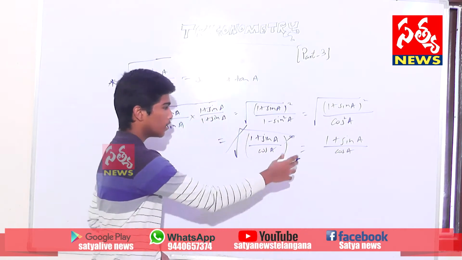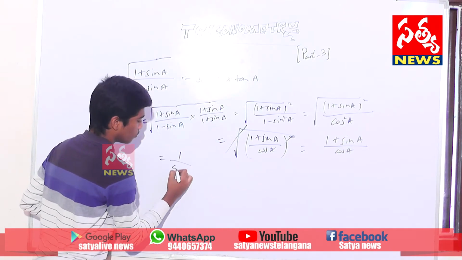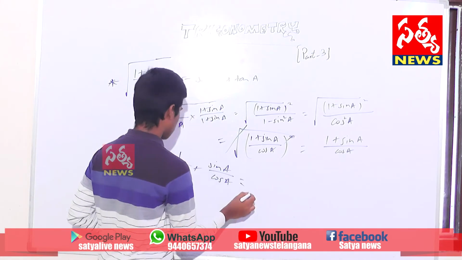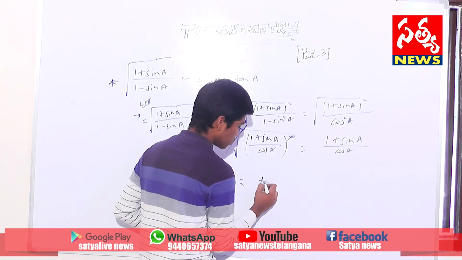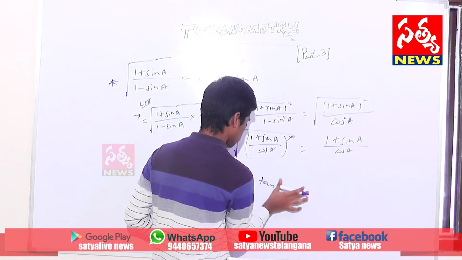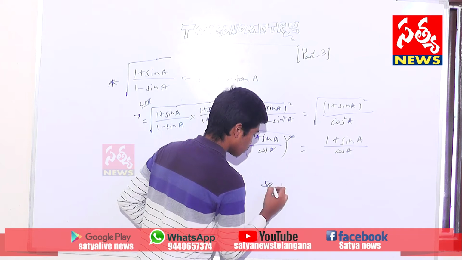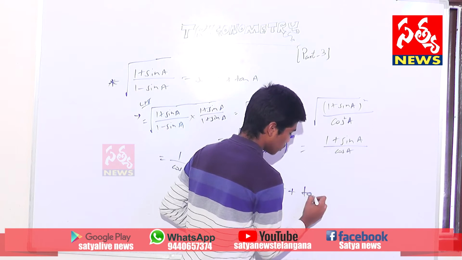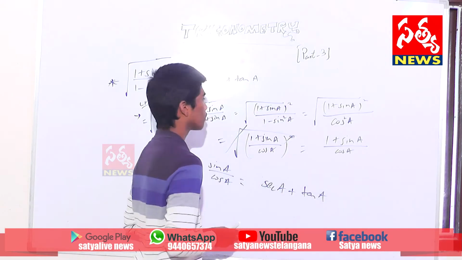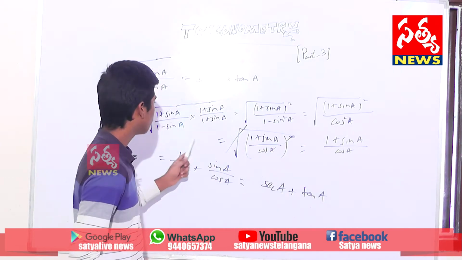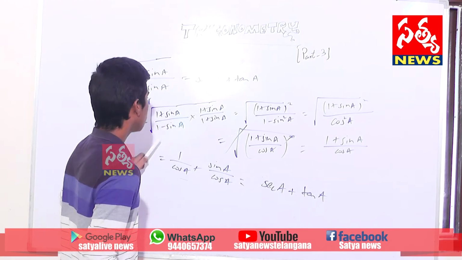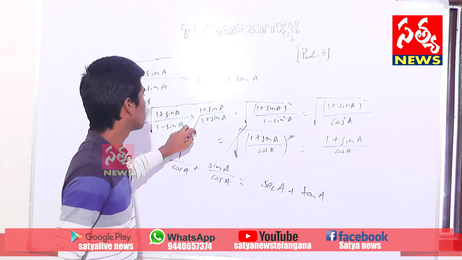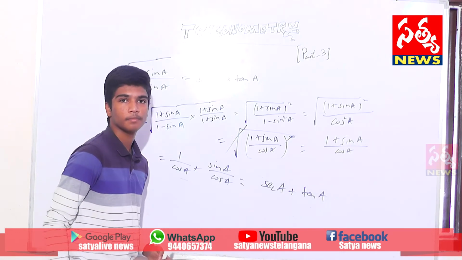If we expand it, we get 1 by cos a plus sin a by cos a. 1 by cos a is secant a, as the inverse of cos is secant, plus sin a by cos a is tan a. Easy, right? The only difficult part, or the idea you should get, is multiplying and dividing by 1 plus sin a.